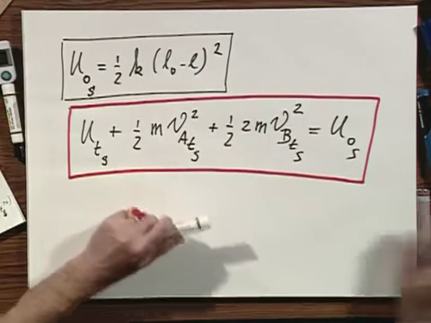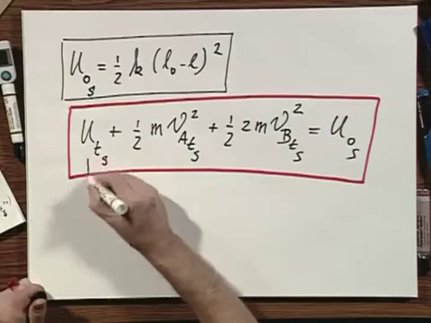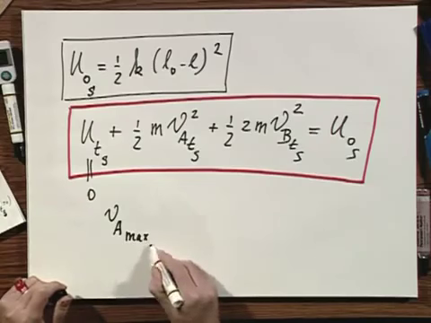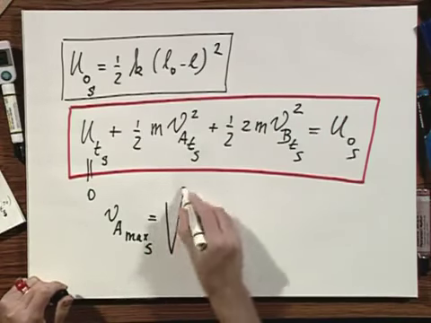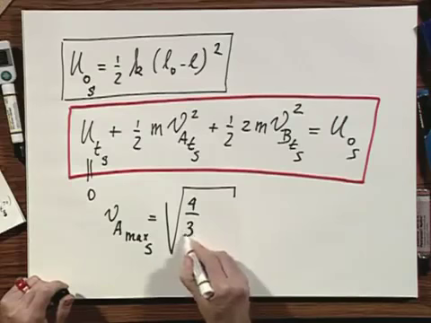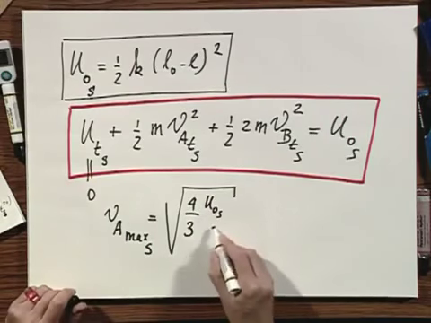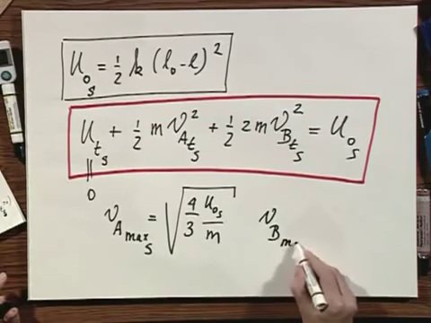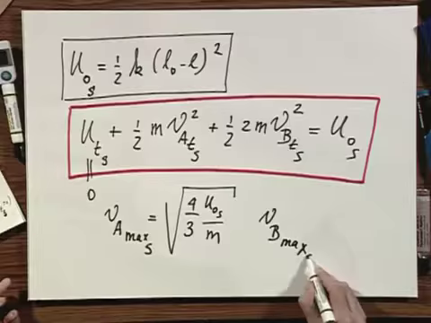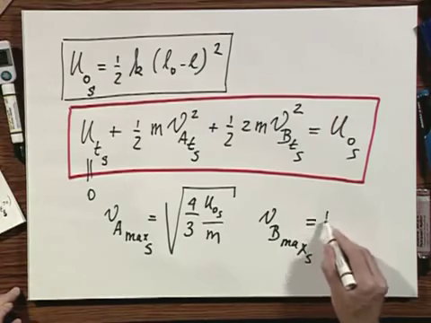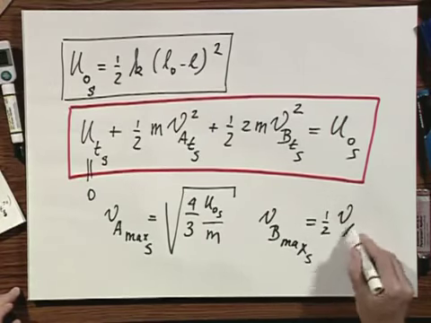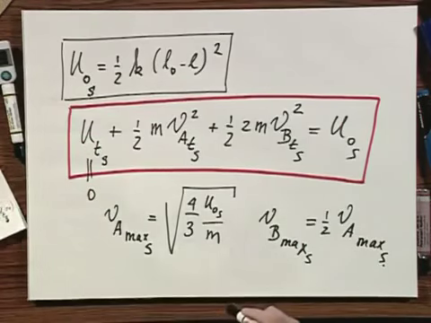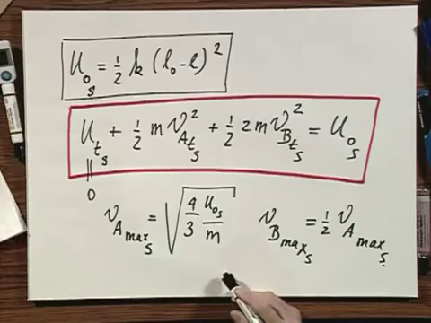to kinetic energy. And you can easily calculate by making this 0, that V of A maximum due to the spring equals the square root of 4/3 U0S divided by m. And you can calculate that V of B max due to the spring is exactly half that. That follows immediately from this equation. So far, so good.